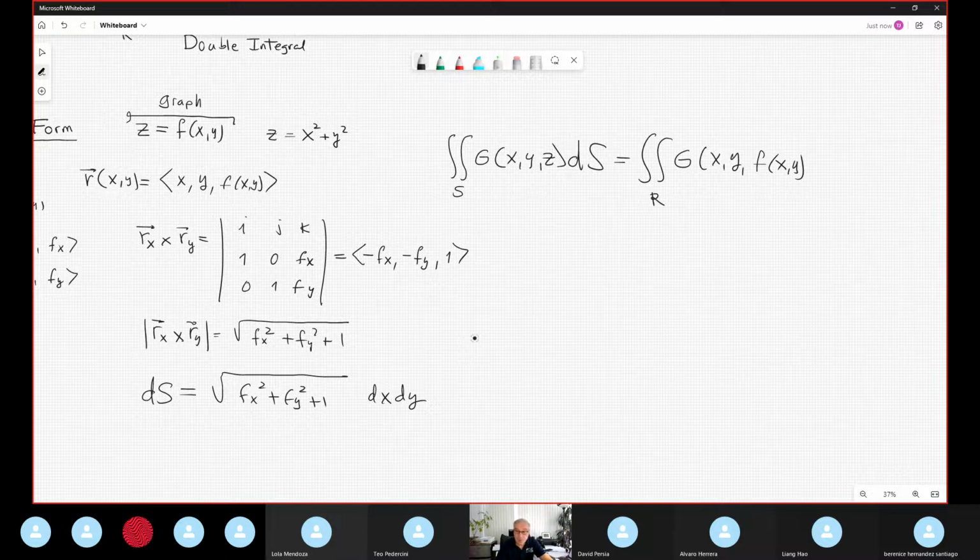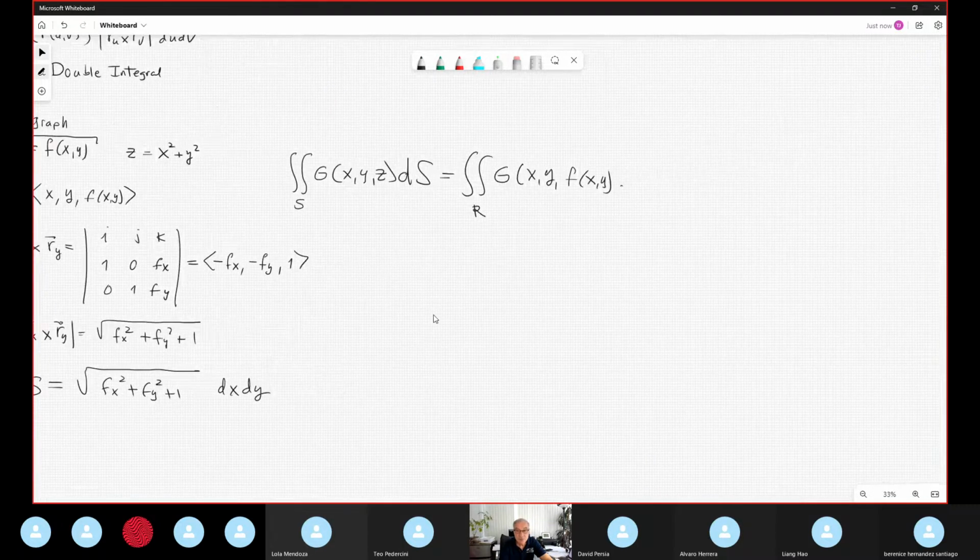Okay, now what about dS? Well, dS is the square root of fx squared plus fy squared plus 1, everything inside the square root, times dA. Now who is dA? In this case it is dx dy or dy dx, the way you prefer to integrate. Or in general dA, because according to the specific surface, maybe we end up in polar or not.